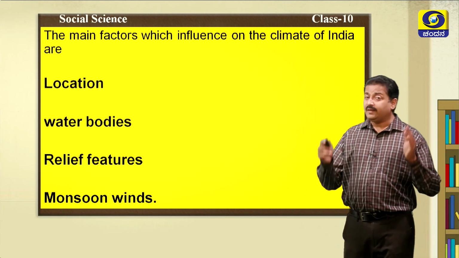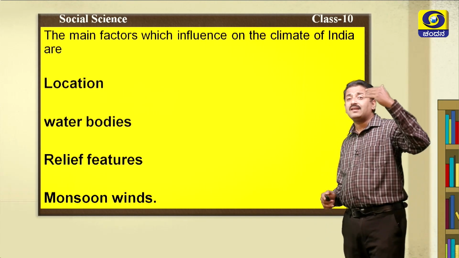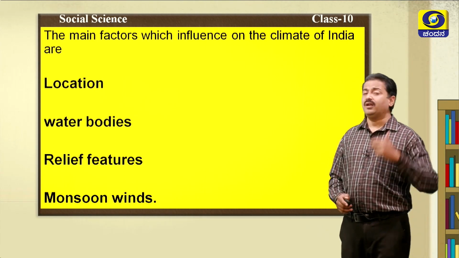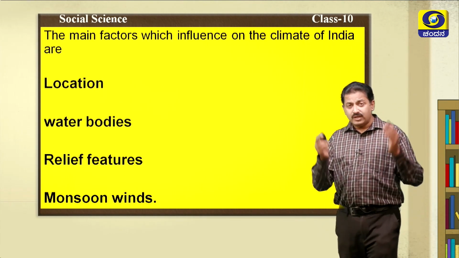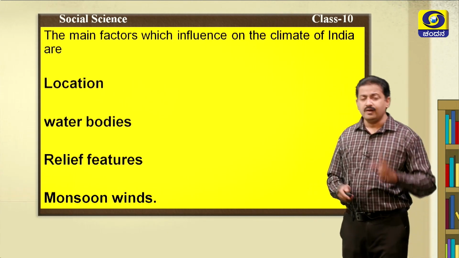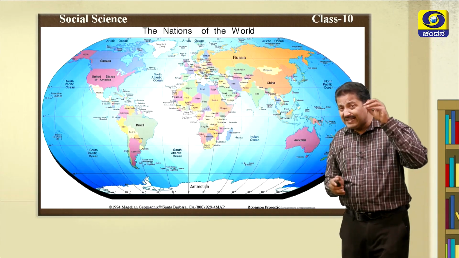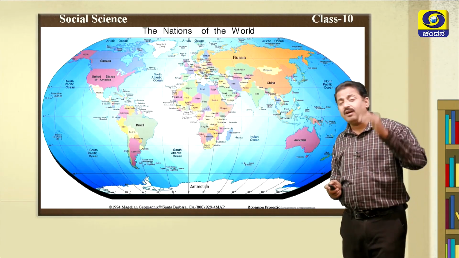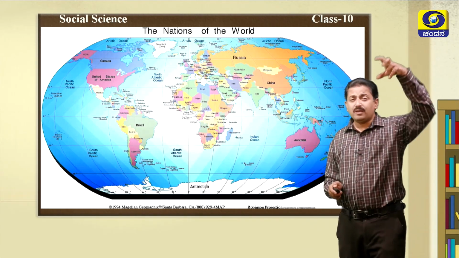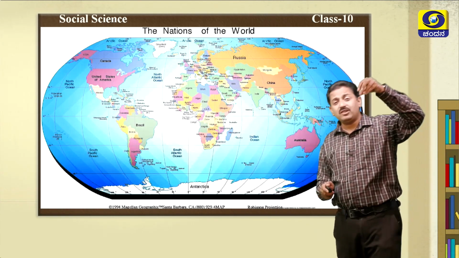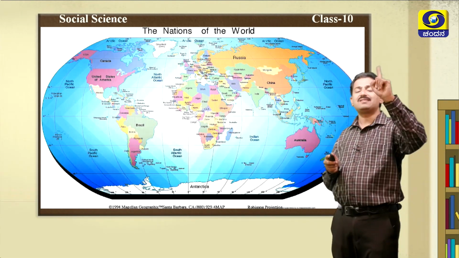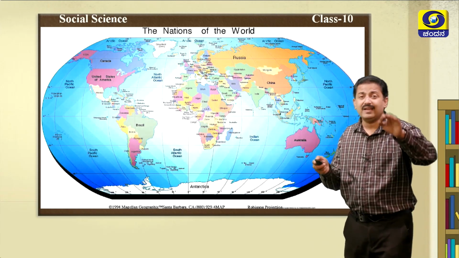Dear students, the main factors which influence the climate of India are location, water bodies, relief features and monsoon winds. These are the major factors which influence the climate of India. First of all, location. Where exactly the place is situated on the globe also plays a very important role. Whether the place is near the poles, near the equator or near the Arctic zone, where exactly the place is situated decides the climatic condition of that area.